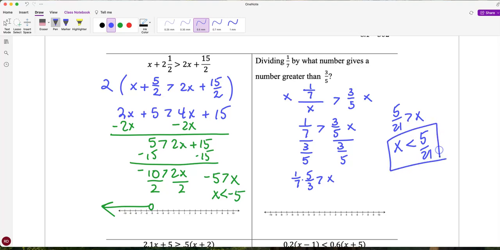You always want your variable to be first. So 5 over 21, I mean, that's just a number between 0 and 1. So it would be all the numbers that are less than that.